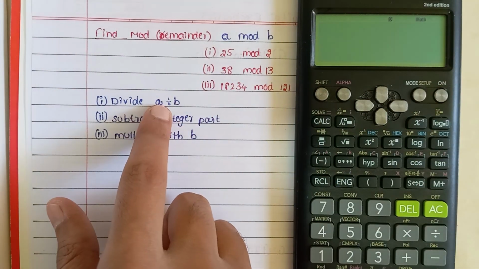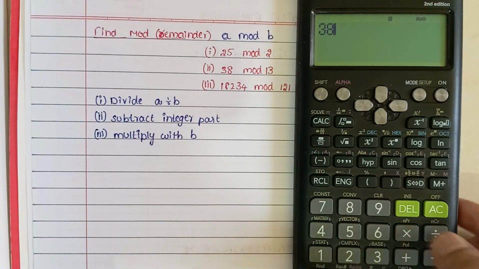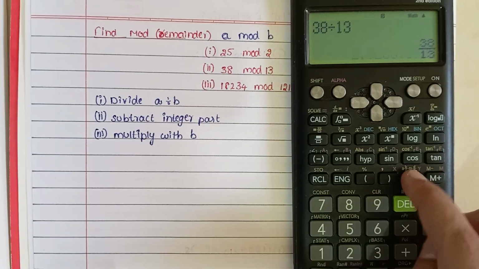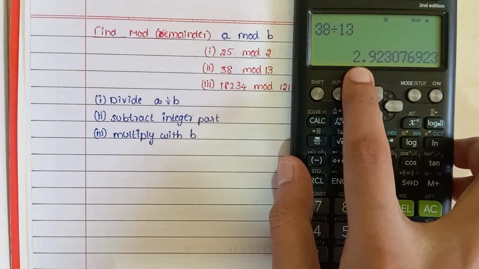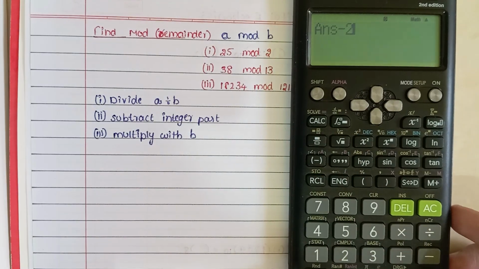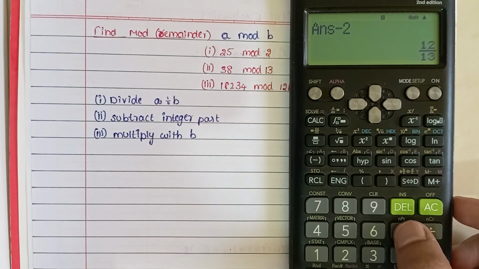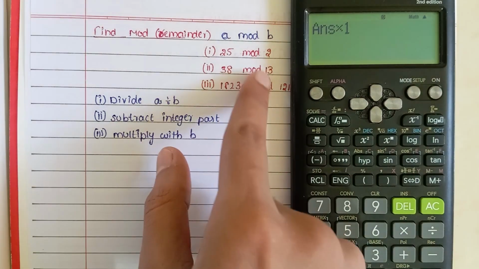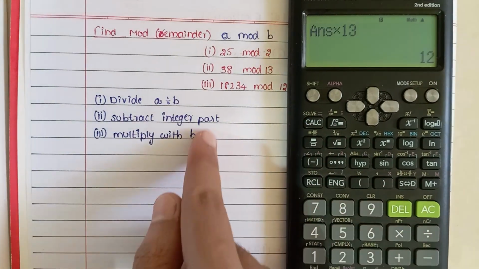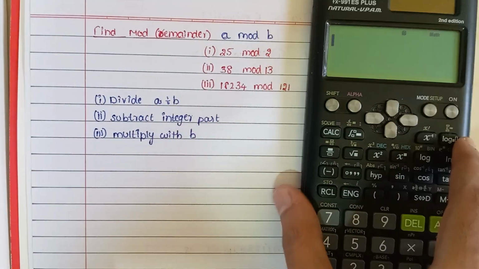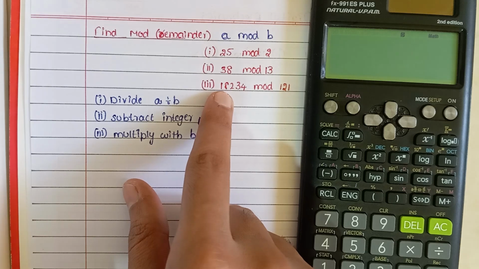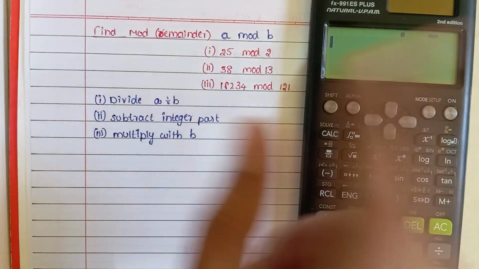We'll solve the second question, 38 mod 13. First, divide 38 by 13. The integer part is 2, so subtract 2 from this value. You will get 12 by 13 and multiply that with b, which means 13. So the remainder is 12. And the third question is 18,234 mod 121.